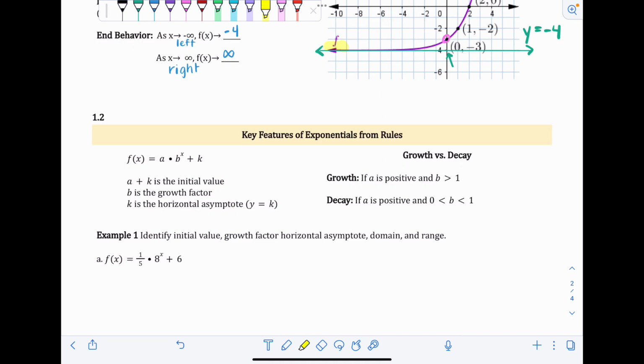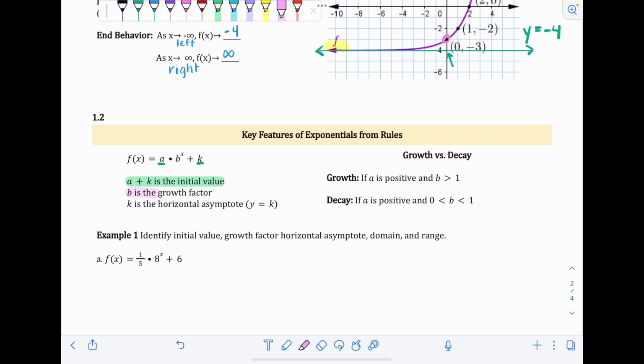1.2 is analyzing more rules of exponential functions, so we're going to go through that general form a little bit more in depth. It's f of x equals a times b to the x plus k. This is like if you don't have a graph, you're just given the function itself. If that's the case and you need to find the initial value, you do so by adding a plus k. So a plus k gives you the initial value.